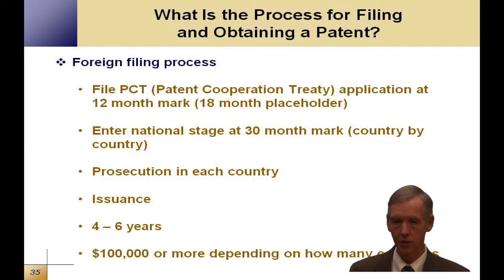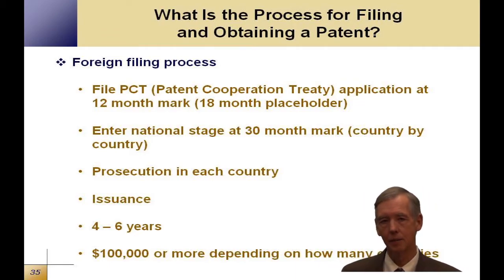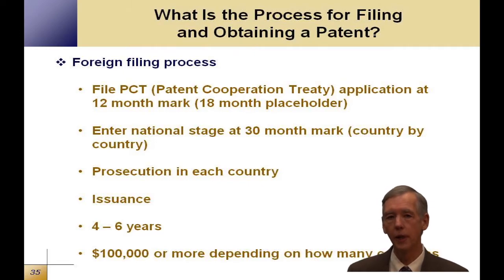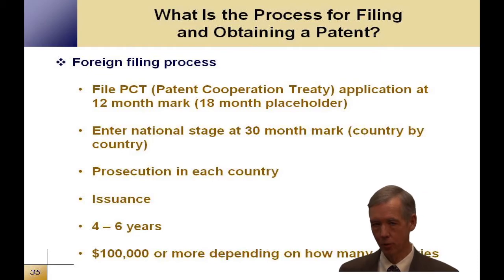That's the U.S. process. There's a parallel foreign process, which has steps that kick in at the 12-month mark and continue over a longer period of time. So if foreign rights are to be pursued, in particular if a licensee is interested in pursuing patent rights abroad, then a different type of patent application is filed at the 12-month mark. It's an international filing. It's typically referred to as a PCT patent application, which stands for Patent Cooperation Treaty.